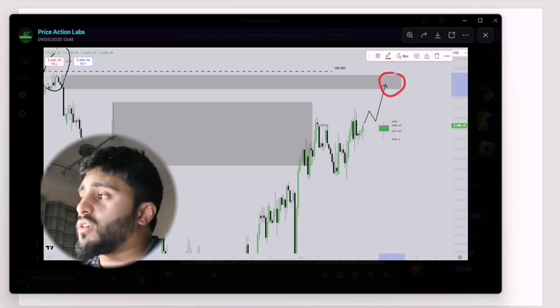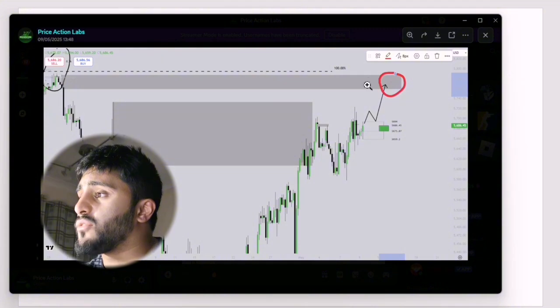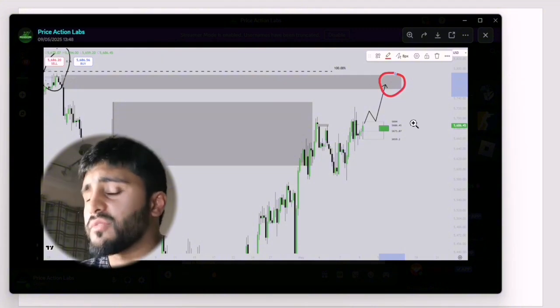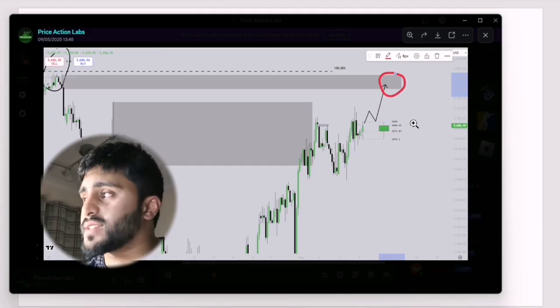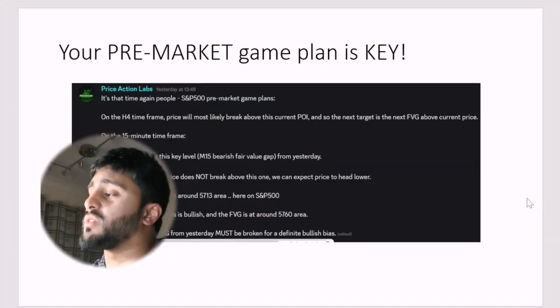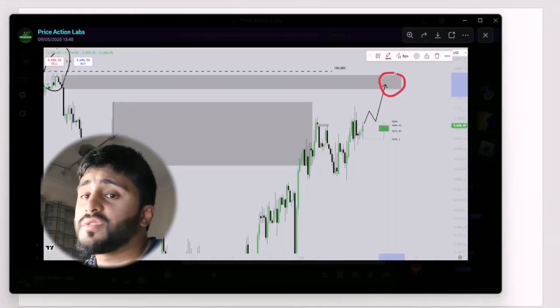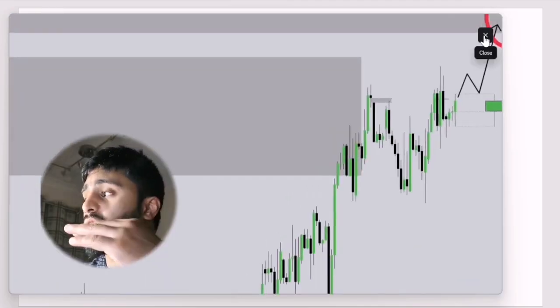If we take a look at this chart over here on Friday, what I want traders to understand is that we had a 4-hour fair value gap, this large rectangle. The candle before the fair value gap is my point of interest. However, we have a fair value gap resting above. For those watching this video before the 12th of May 2025, this is the next target I'm looking for on the ES or the S&P 500, the next fair value gap above current price.